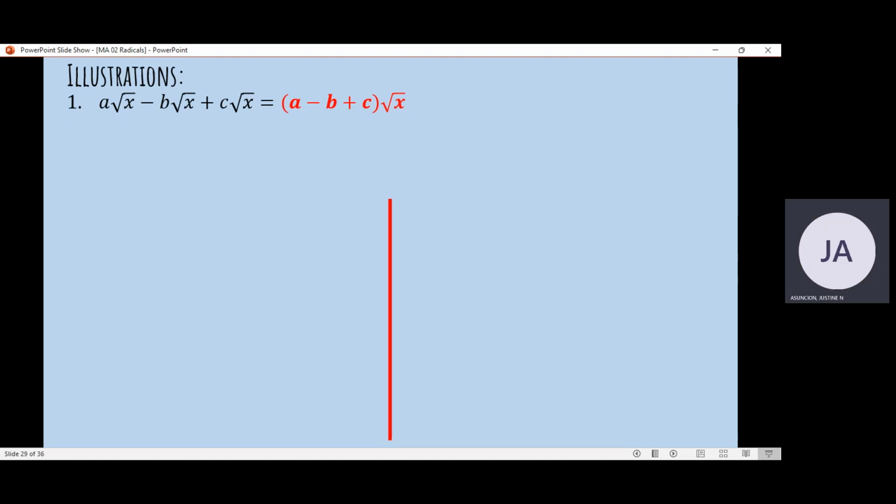Okay, so to start, we have number one: a square root of x minus b square root of x plus c square root of x. As you can see here, we have the common term, which is the square root of x. So we can simplify that as the quantity a minus b plus c, times the square root of x. Okay, another example, we have the cube root of xy.